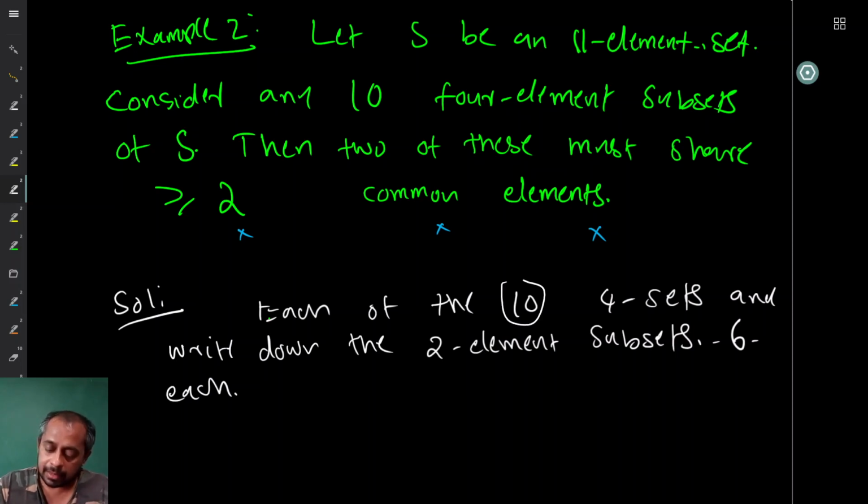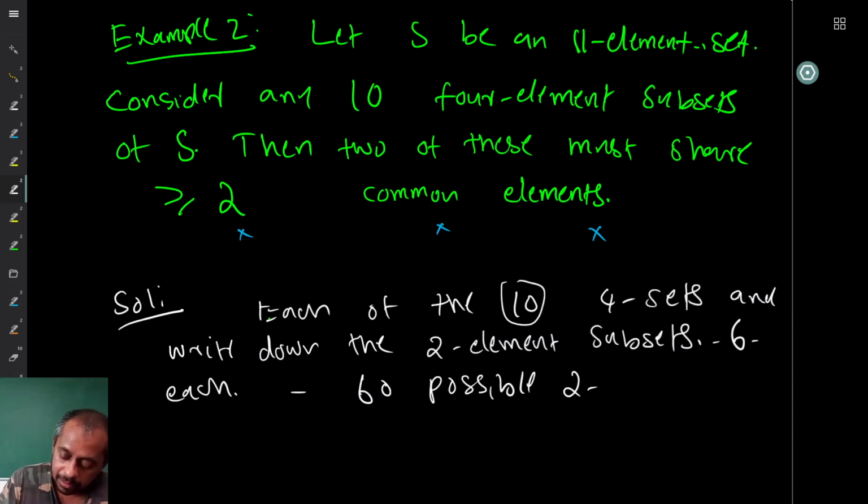Now there are 10 sets, so how many possible subsets are there? There are 60. So this gives 60 possible 2 element subsets. Now if any 2 of them are the same, that means that those 2 sets had intersection of size at least 2, right? So we want to show that this is the case, right? There will be 2 with this property, 2 will be the same.